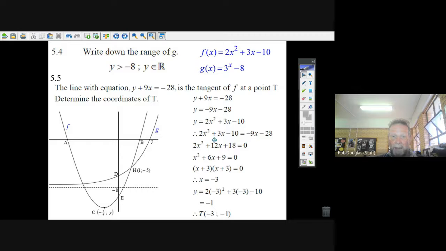You would add 9x, you would add 28, you divide everything by 2, and you factor it. Hey, you get x equals -3. And if x is -3, we could put -3 back into either equation and get y is -1. So that's another way of finding the coordinates of T.